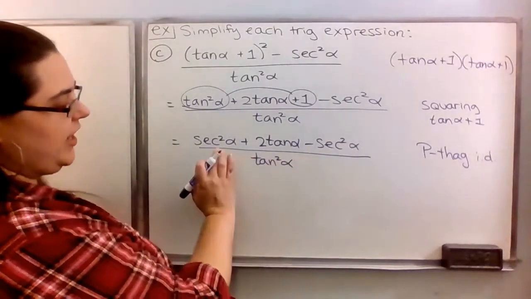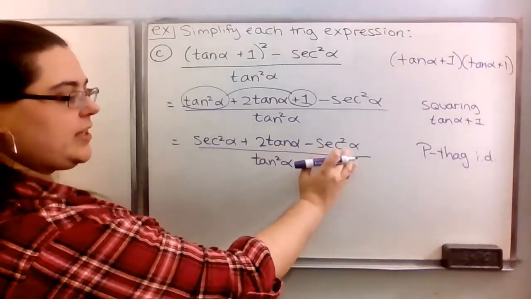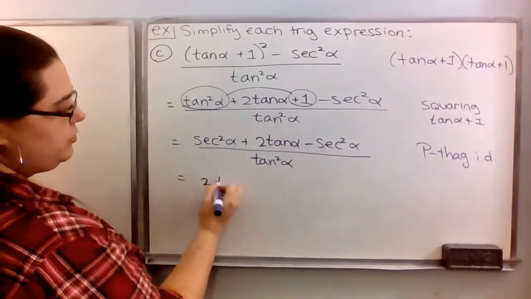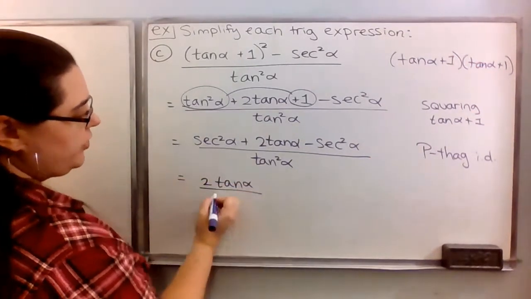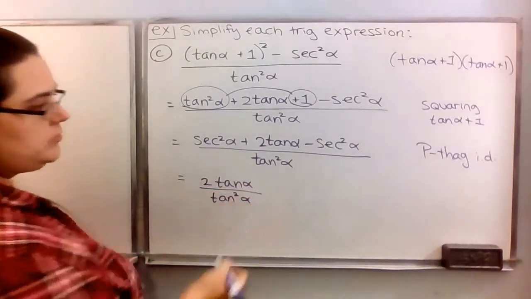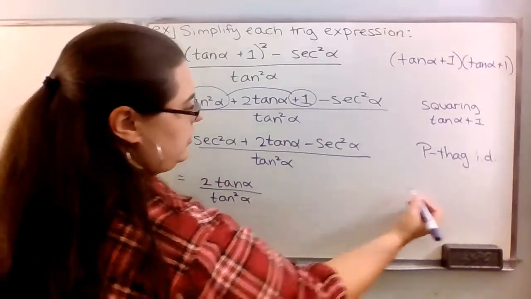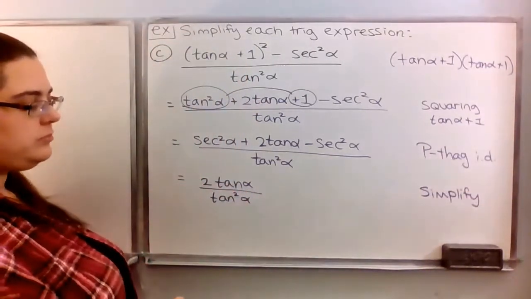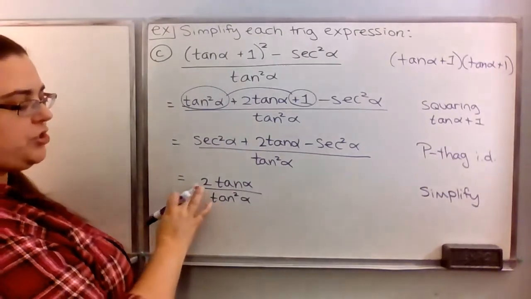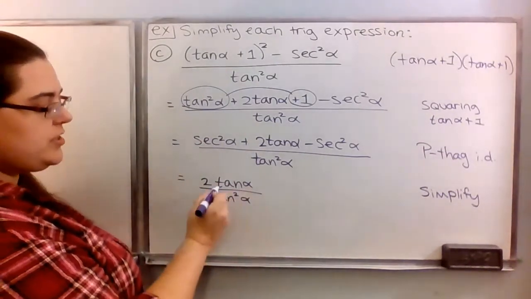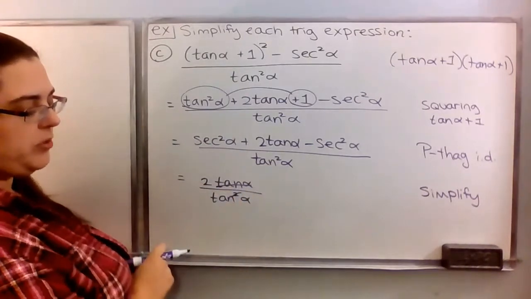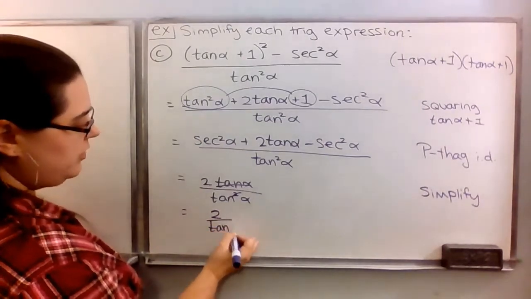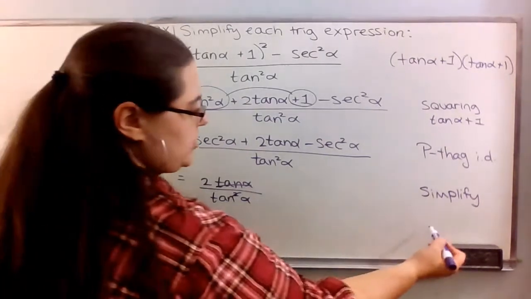But what's nice is that I have secant squared alpha minus secant squared alpha. So they cancel each other out. And we end up with 2 tan alpha over tangent squared alpha. And that's just some simplifying. But now this is like having 2x over x squared. So this tangent can cancel with one of the tangents from below. And we're going to get 2 over tangent of alpha. So again, that's just simplifying.